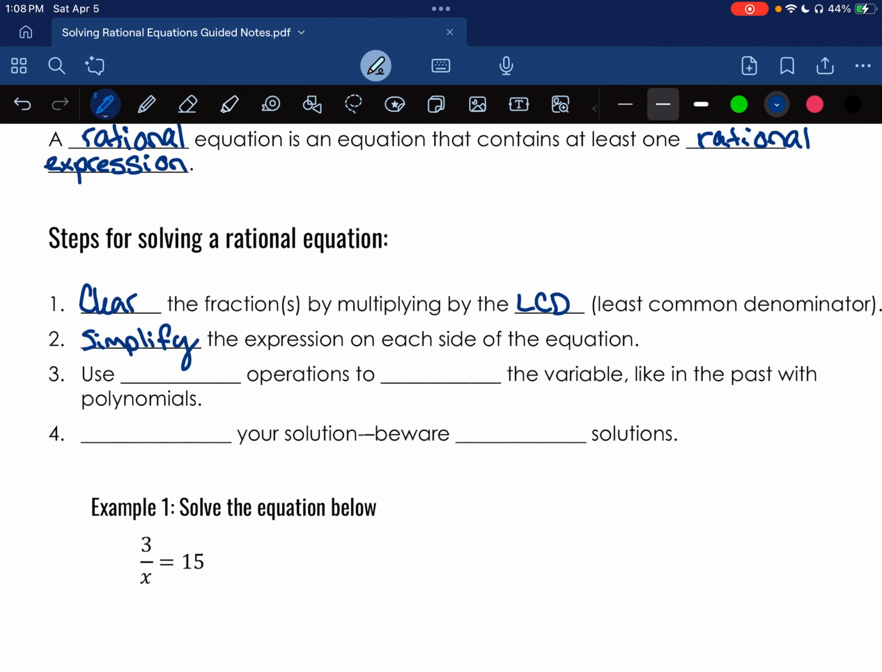We're going to use, like always, inverse operations to isolate our variable, just like we have always done with polynomials. And we're going to check our solutions. Beware of those pesky extraneous solutions, right? Where it looks like it could be a solution, but when we plug it back in, it doesn't work, right? That's going to happen with things like holes and vertical asymptotes, all that good stuff.